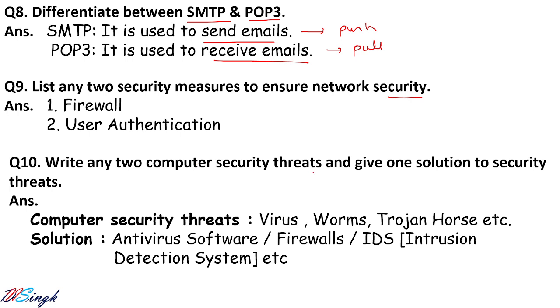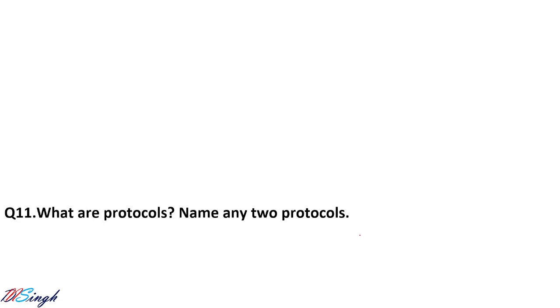Write any two computer security threats and give one solution to that security threat. Viruses can harm your computer or data, worms can harm, Trojan horses can harm. For that, you can utilize antivirus software, firewalls, or an intrusion detection system. For big industries, an IDS can be implemented in companies which have very sensitive information.